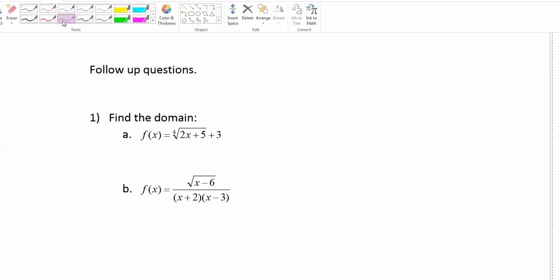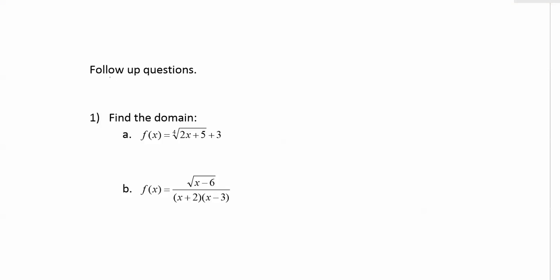Here we're going to look at some follow-up questions for the lesson. So first, find the domain if f of x is equal to the fourth root of 2x plus 5 plus 3. When we find domain, we're looking at restrictions or problem areas where, when we plug in an x value, do we ever get a problem?